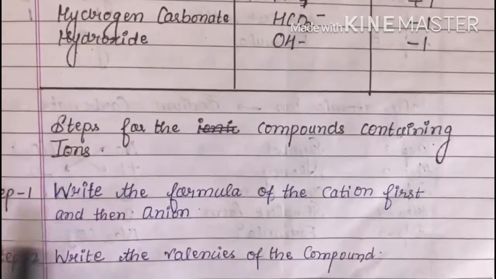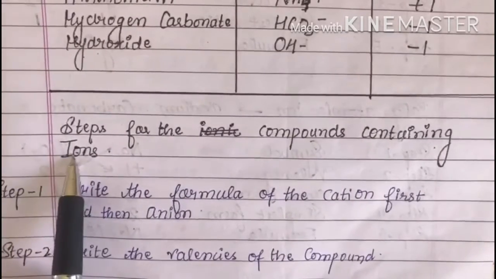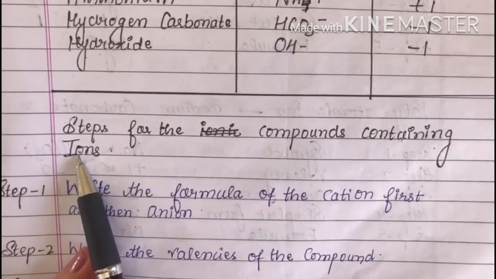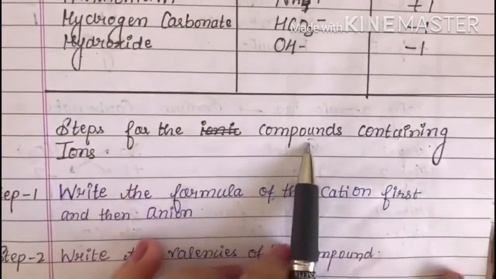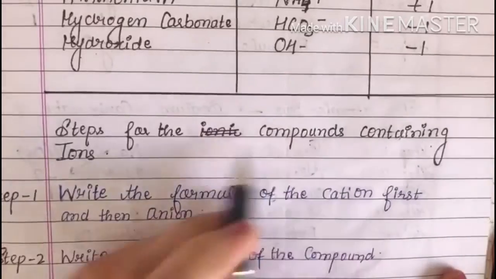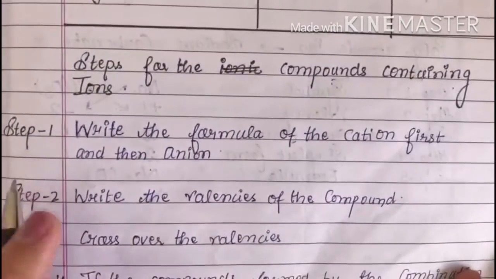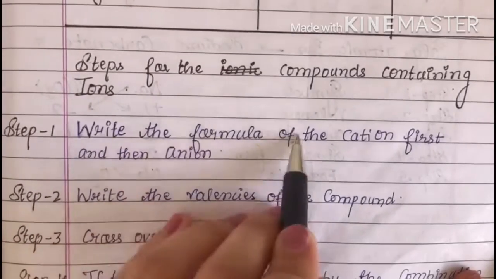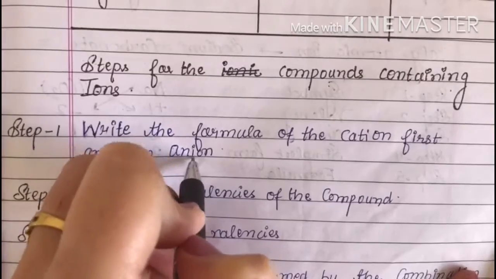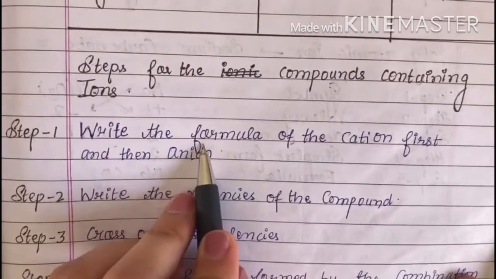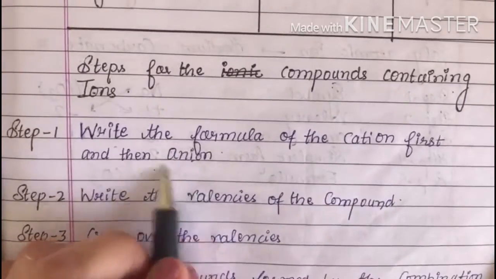Here we have to discuss the steps for the compounds containing ions. You know how to write the names of the compounds. We have already done the steps for the compounds. Now the compounds are those that contain ions. The first step is to write the formula of the cation first and then the anion. If the compound contains both cations and anions, then we write the formula of the cation first and then that of the anion.